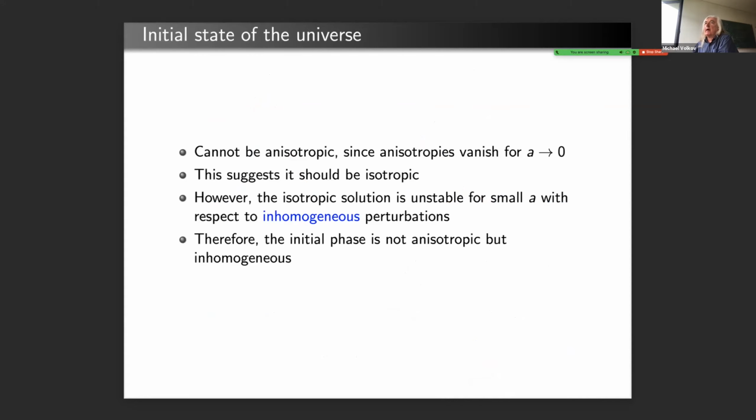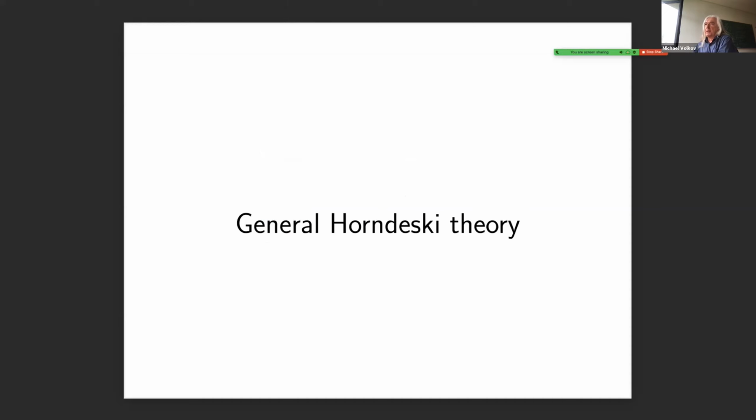Since the anisotropies are damped at the beginning, one can think that the initial state of the universe is isotropic. On the other hand, we know that if it's isotropic, it should be unstable with respect to inhomogeneous perturbations. Therefore, it cannot be isotropic either. And so we are bound to conclude that the initial state of the universe in such models should be inhomogeneous. And this requires a separate study. Now, this was a particular Horndeski model. Now let's consider the general theory.